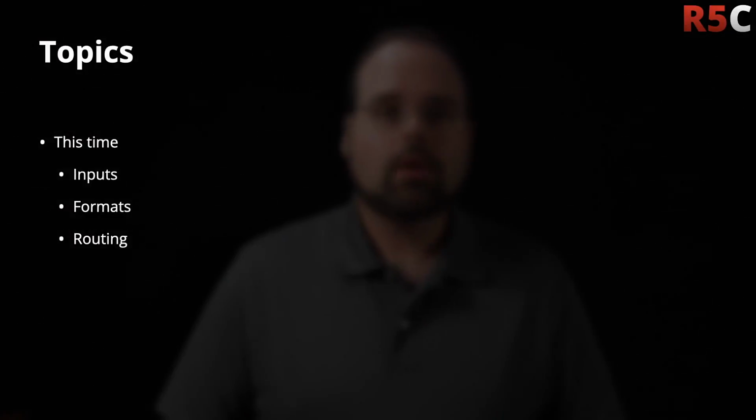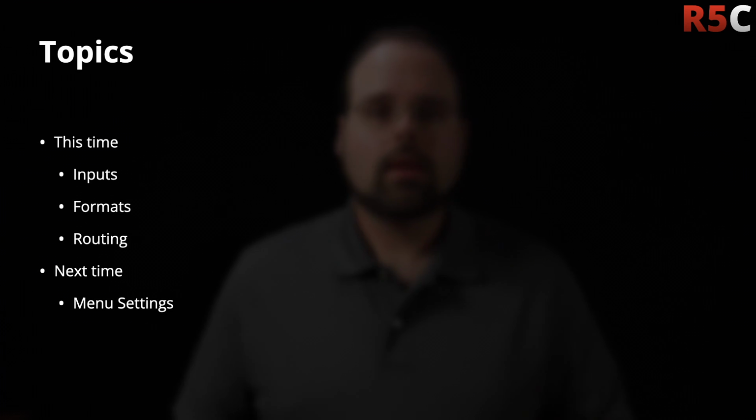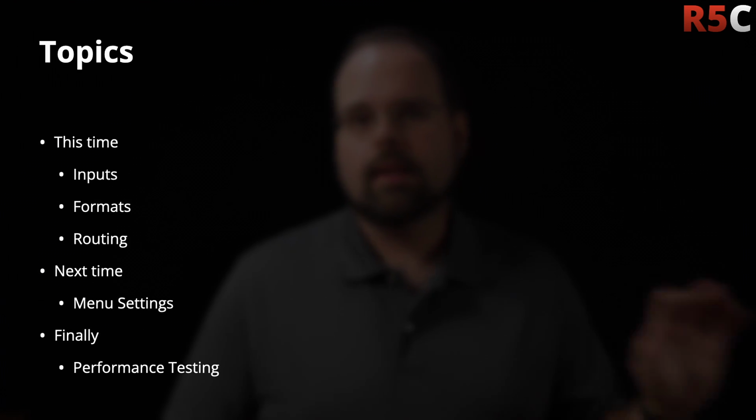In this video, we're going to talk about the inputs, how to get audio into your camera. We're going to talk about the formats that the camera can record in and how you go about doing that. And we're going to talk about routing, how the camera sends audio from the various inputs to the various outputs available to it. Next time, we will look at the settings that control all of this, so I'm not going to get into settings. This is going to be more of a high-level technical look at the camera's capabilities. And then in the final part, we will do pretty much the same performance testing that I did with the R5, only we'll be doing it with the R5C to see how it stacks up.